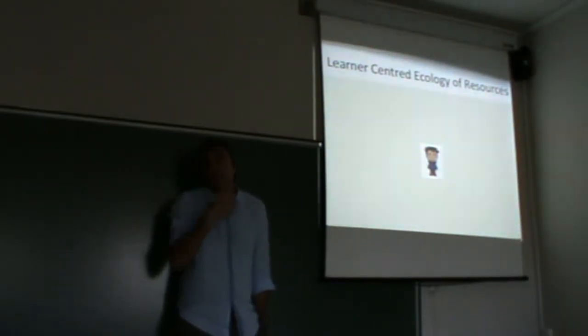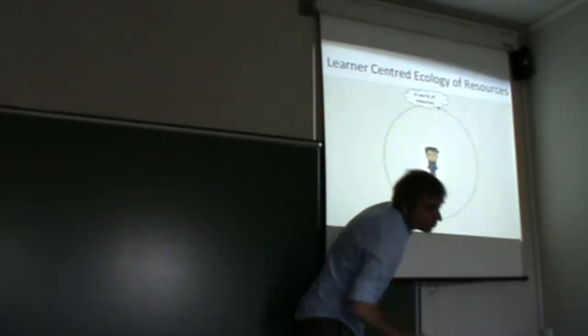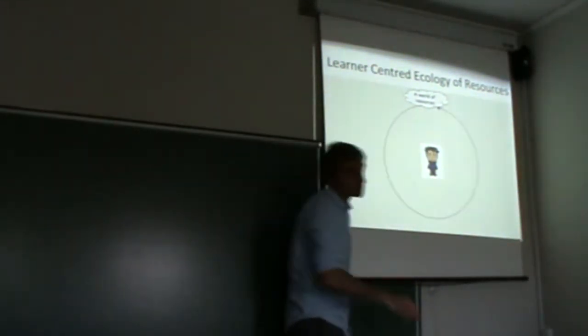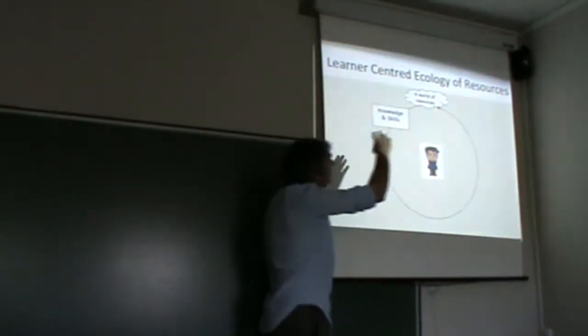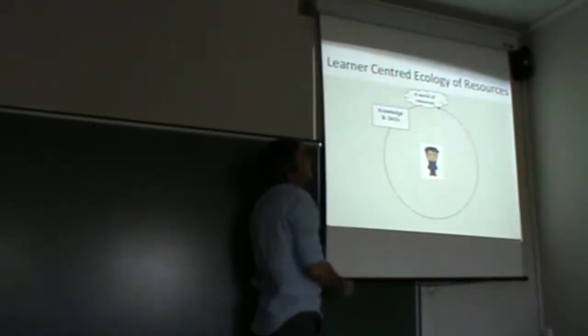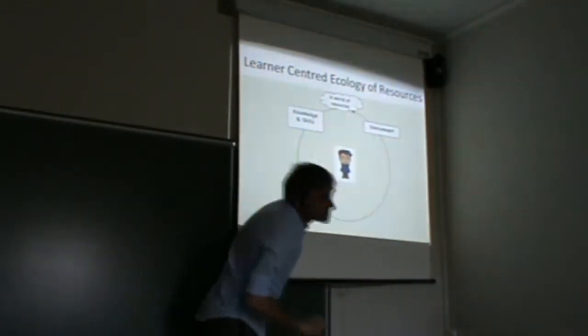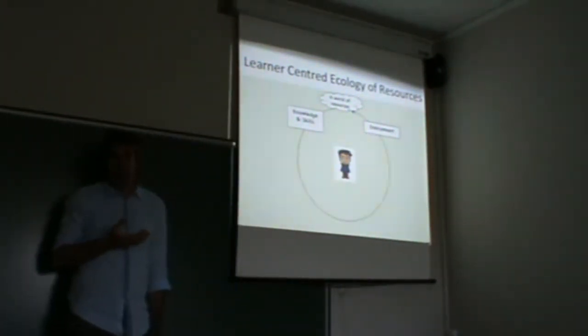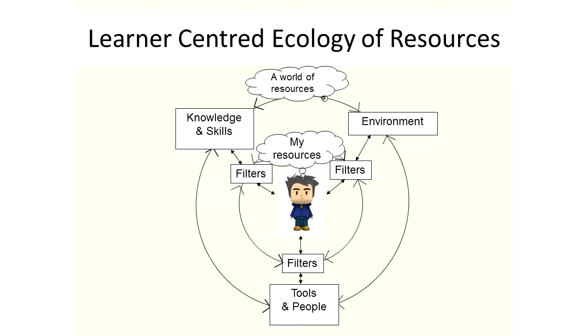It's the learner's perspective on learning. Why is this person learning? What in a world of resources? So, what is the target knowledge and skills that this person wants to learn? Why? What is the environment that they're learning in? And how does this structure their interactions, constrain their interactions, facilitate their interactions? What are the tools and people that can help them, beyond their independent competence, move in their zone of proximal development towards improved competence?